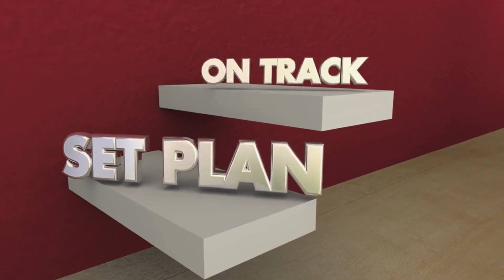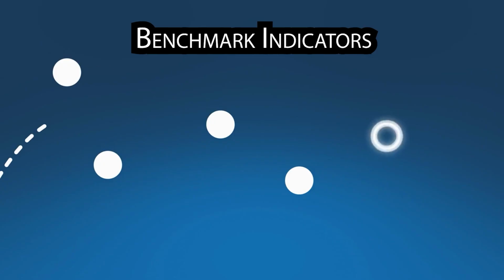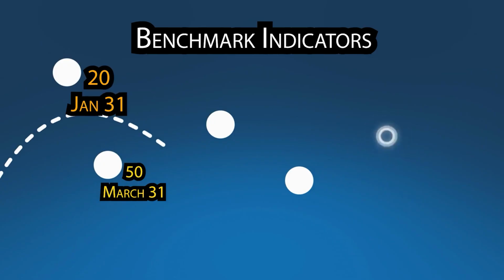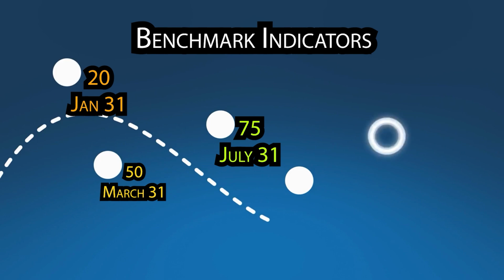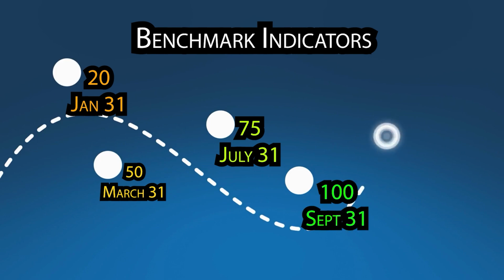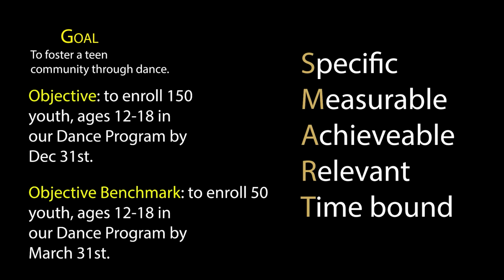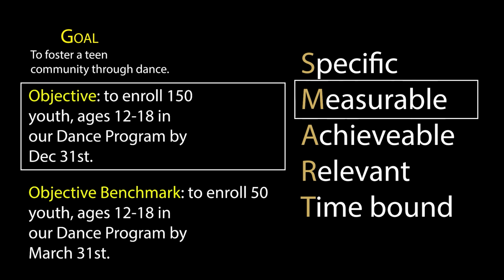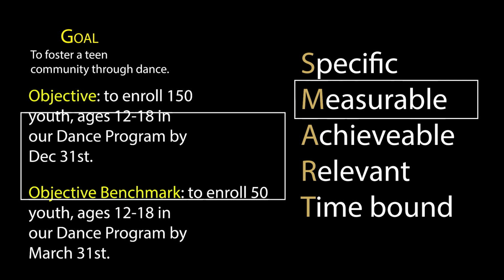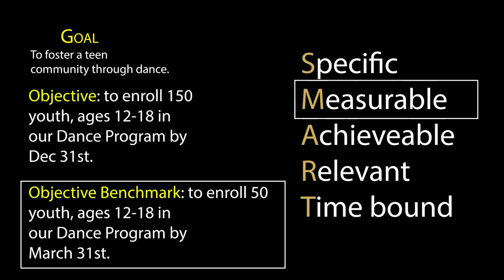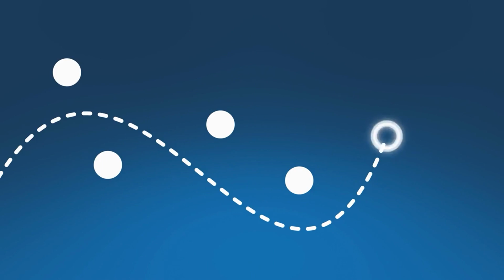We want to have indicators before the deadline that let us know that we're on or off track. What's working, what needs improvement, what needs to be changed to meet our objectives and ultimately our goal. For example, if our objective is to enroll 150 youth in a dance program by December 31st, our benchmarks could be enroll 50 youth by March 31st, 2024. Enroll 100 youth by August 31st. When we hit our benchmarks, we're on a good path to reach our objectives for that goal.